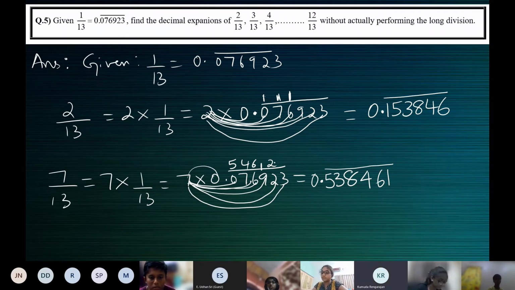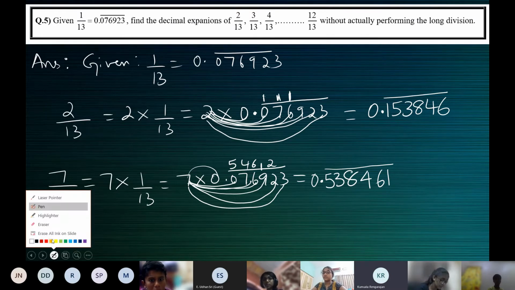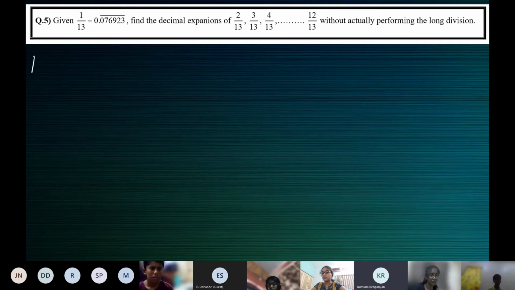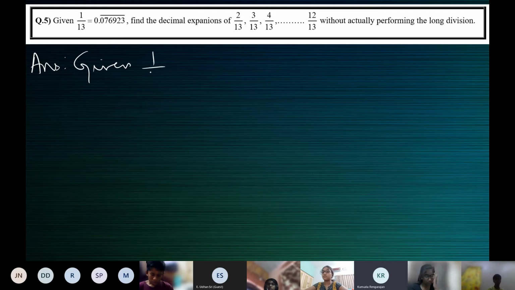Children, you copy it, I'll tell you. You should not present it like this, children. One minute. Don't write it like this in your notebook. Let me write it neatly for you. Given, this is how you should present. Don't put all those arcs.